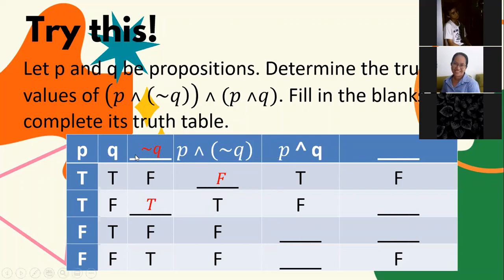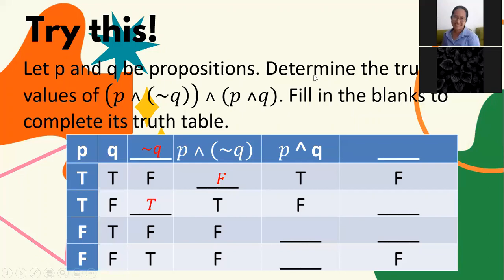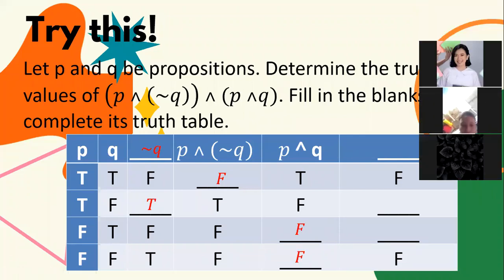For the conjunction of P and Q, ito lang yun. If P is false and Q is true, then what do you think is the conjunction of the two? False po, ma'am. False. Yan. And the next blank for that column, ano din dapat to? False po. Okay, false din. Diba? Kasi sabi nga natin sa conjunction, only true lang kapag sila ay parehas na true.